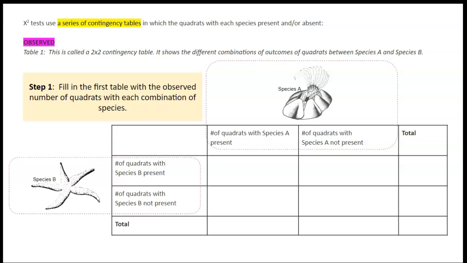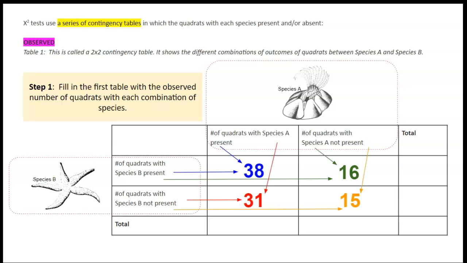Now we're going to set up a bunch of tables like this so that you can see how we're getting the numbers we're getting. First, this is our observed data. This is based on the numbers that we got from the literal data 2 slides ago from that huge data table. So we're just filling in this table. In this top left box, all of the quadrats that had both species A and species B present are going to go into that square. And you can see that as I fill them in, it's the exact same numbers from the previous table.